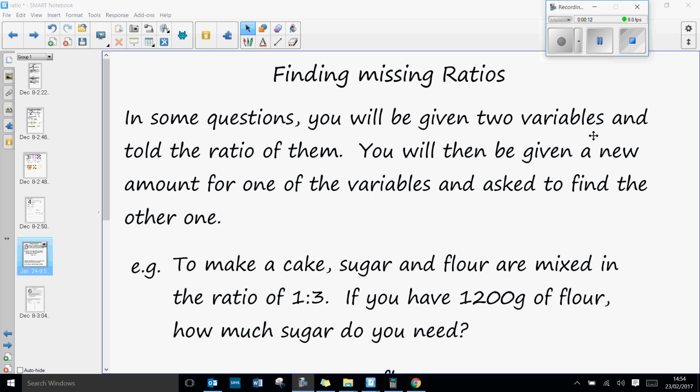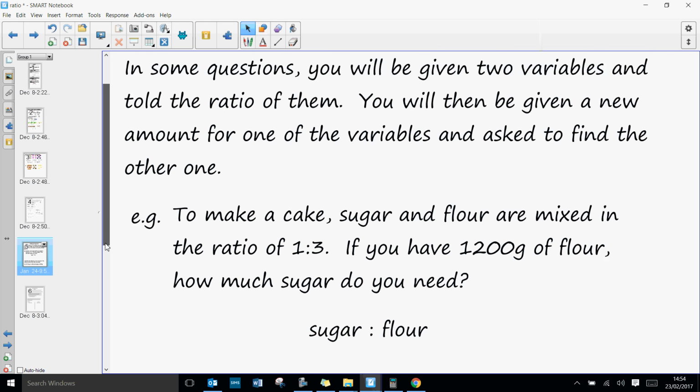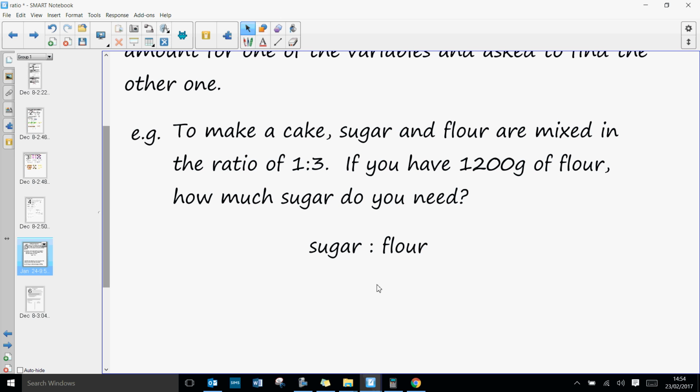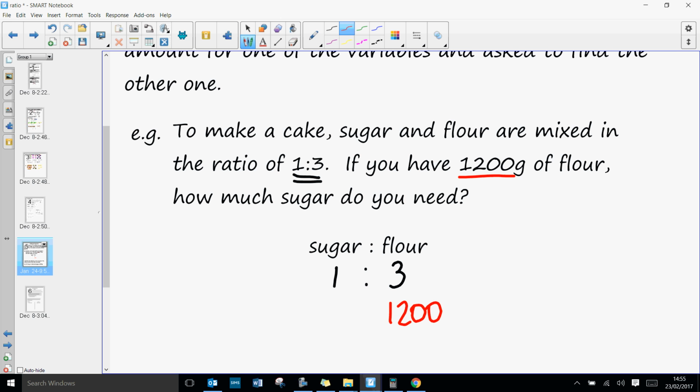So to make a cake, sugar and flour are mixed in the ratio of 1 to 3. If you have 1,200 grams of flour, how much sugar do you need? So we start off as usual stating our ratio. Sugar to flour. So sugar is 1 and flour is 3, as from the question here. Now they've said that we've got 1,200 grams of flour. So on our flour side, we now change this to 1,200.